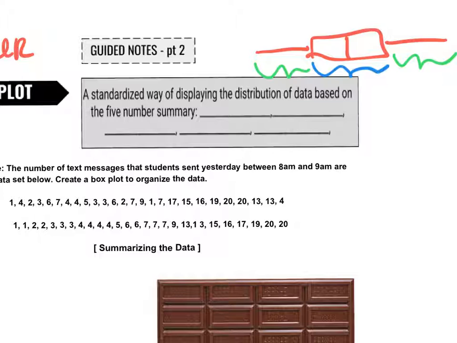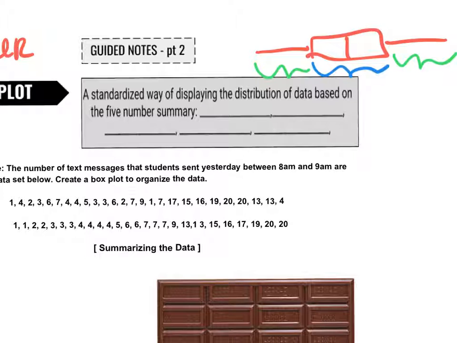A box plot is a standardized way of displaying the distribution of data. In other words, where is the data mostly? Is it in the lower end of the range? Is it in the middle? Is it in the higher end? It helps us see this throughout the range of our data set.